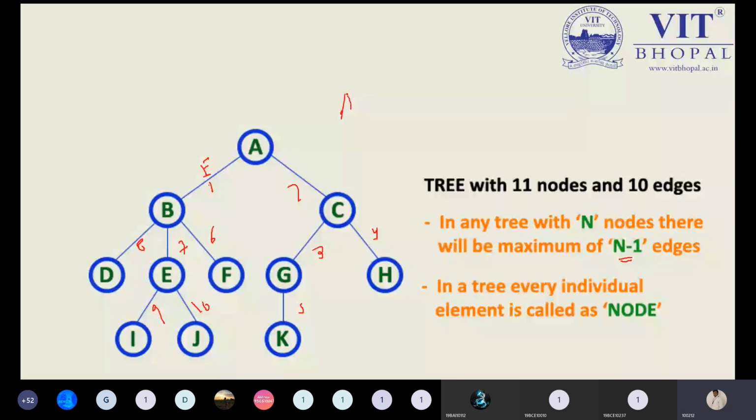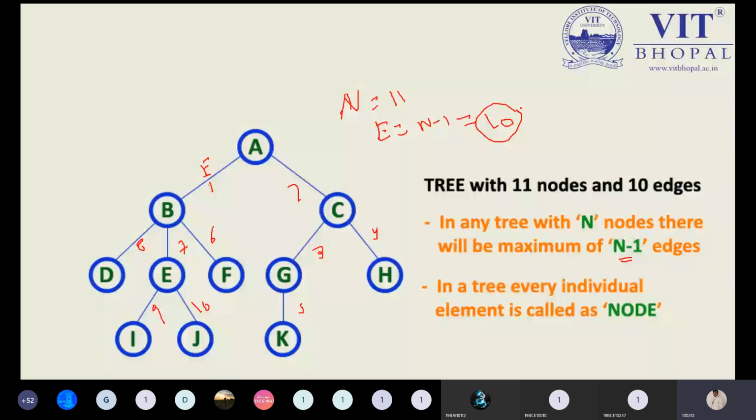Those are A, B, C, D up to I, J, K. So we have n number of nodes, that is 11. So how many maximum edges can be represented by all these nodes? The edges are equal to n minus 1. So it is 10. This is a key point you need to keep in mind while solving any problem in the coming classes, when we learn about nodes and edges calculation.